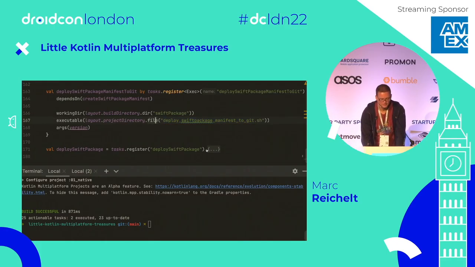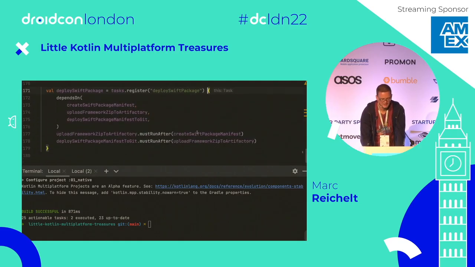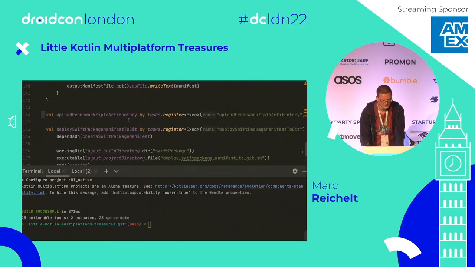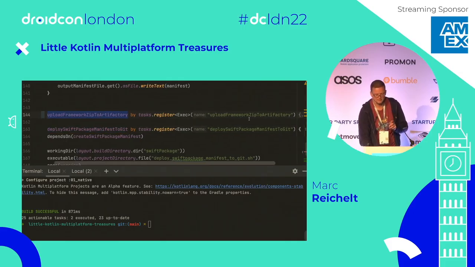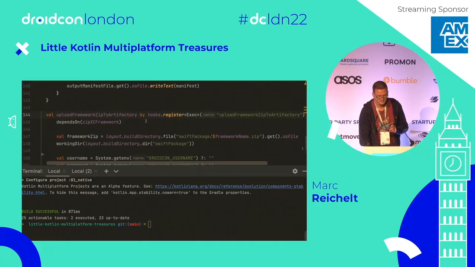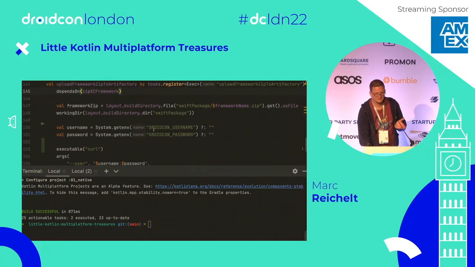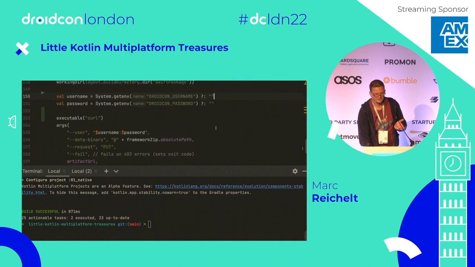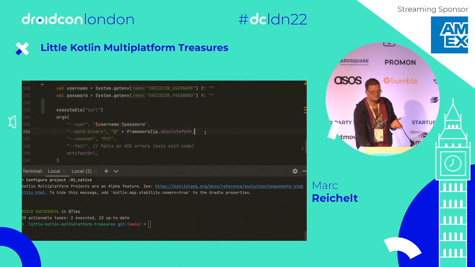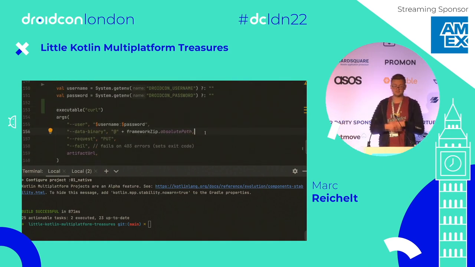And then in the deploy Swift package, we're actually going to call, wait a second. So this is the package manifest. This is the Git repository part. And then there's the Artifactory upload part. And here we just rely on the zip.xc framework. So we want to get the zip file, and we want to actually upload it to the Artifactory. And this is basically all you need. You can just call a curl command with username and password. You can give it the binary data. You can put it.